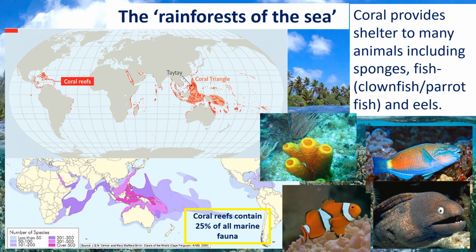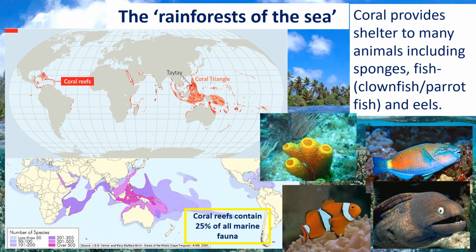Coral reefs as a whole contain about 25% of all marine fauna, which is incredibly high related to the percent of the ocean biome that they cover. They provide shelter for the animals living here.